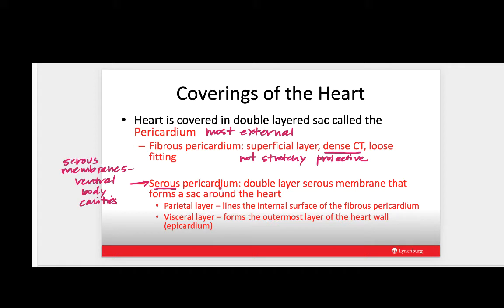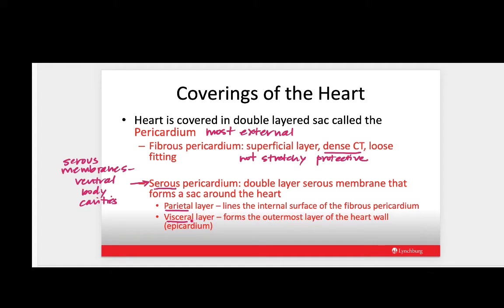So it's going to have a double-layered membrane. We know that all serous membranes come in two layers. They have a parietal layer that lines the cavity that the heart or the organ resides in. And then we have a visceral layer that lies right against the organ itself. Okay? And that's exactly what we have here. So our serous pericardium forms the sac around the heart. The parietal layer is actually going to line the internal surface of this fibrous pericardium, because this is our most external layer. You go one deep to that and you're now into the parietal layer of the serous pericardium.